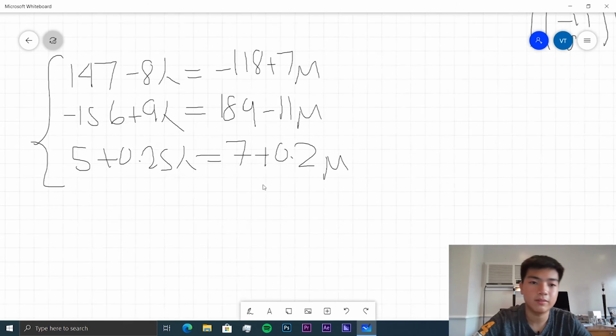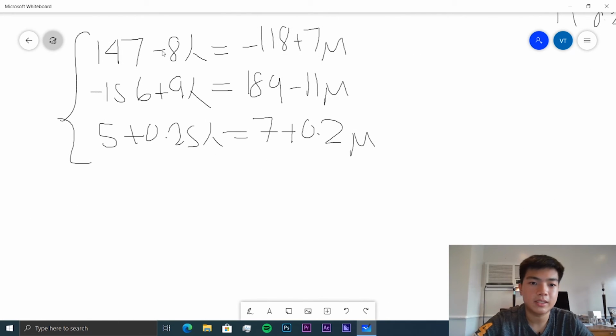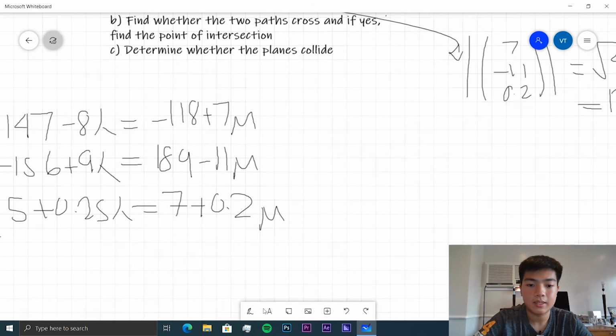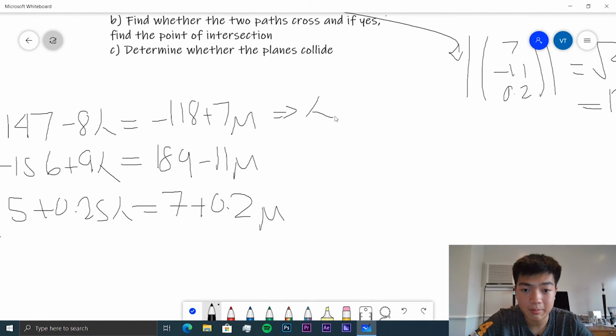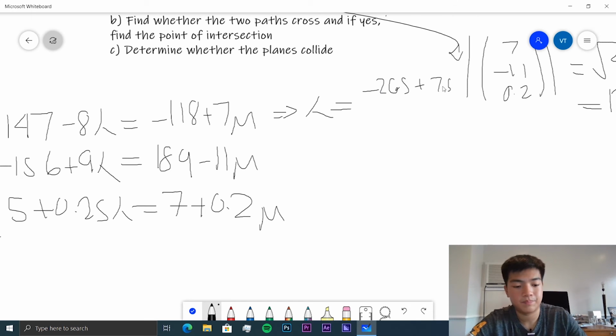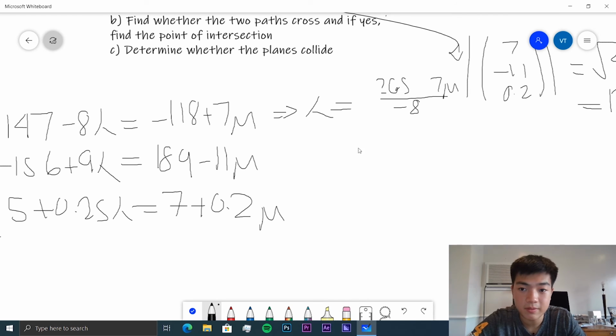So we have to try and solve these equations. So first, we can express lambda in terms of mu. So this top one means that lambda is equal to negative 118 minus 147, so negative 265 plus 7 mu over negative 8. So this is equal to 265 minus 7 mu over 8.